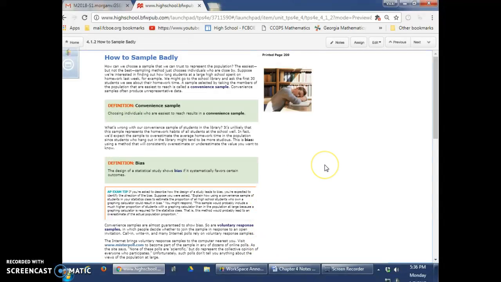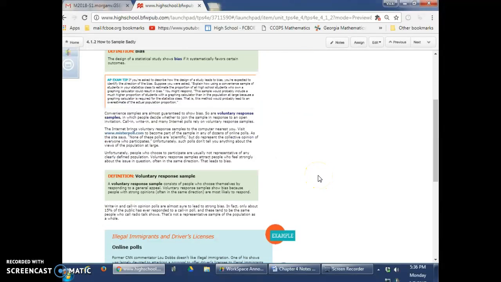So how do we sample? Well, we want to sample with the appropriate sampling techniques. So the first way to not sample is called a convenience sample. Basically just choosing those people that are the most accessible, the easiest to reach. And this will typically result in something called bias. Bias is the design or the result of a statistical study that's been designed inappropriately, and it will systematically favor certain outcomes. And I'm going to give you an example of that in just a second.